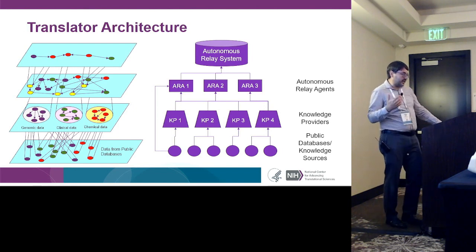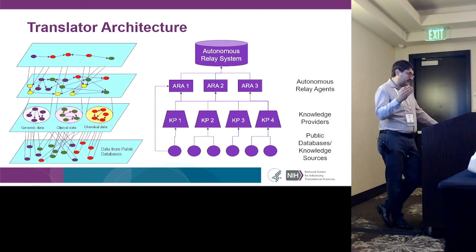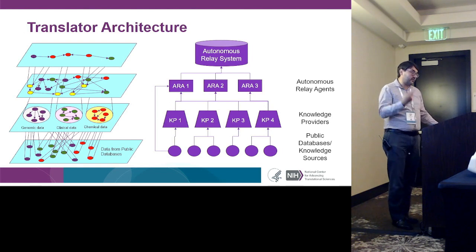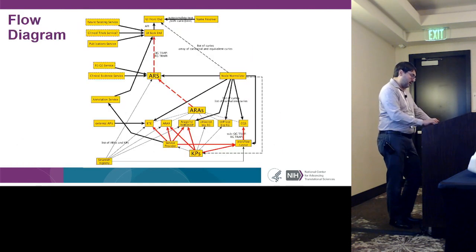Finally, each of these potential answers from all the different ARAs that found them are sent to the autonomous relay system, which NCATS' intramural team has built. There, all of these potential results are sorted and combined as necessary into a set of potential answers for the user. All of these exchanges of information utilize an API standard that was developed specifically for this program, and I'll talk about that in a moment.